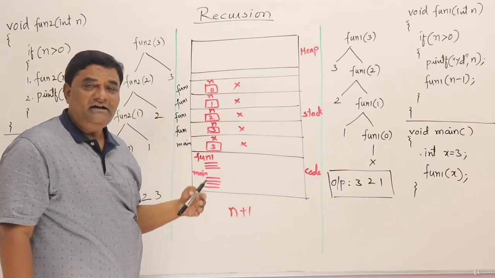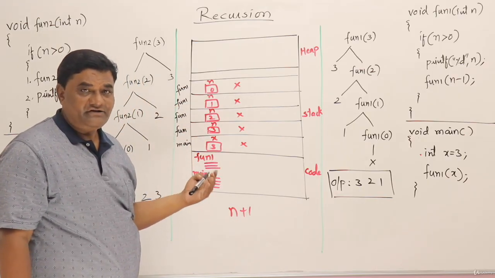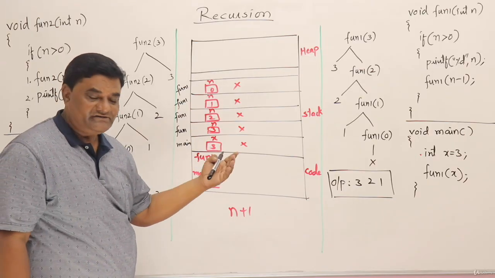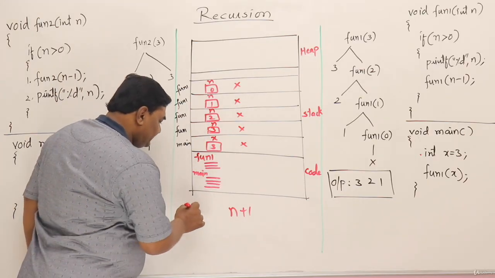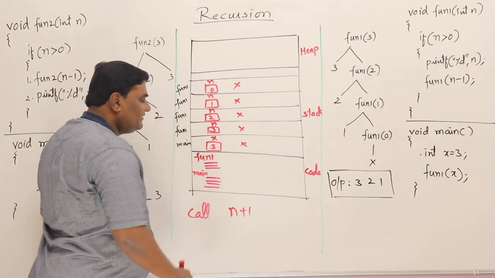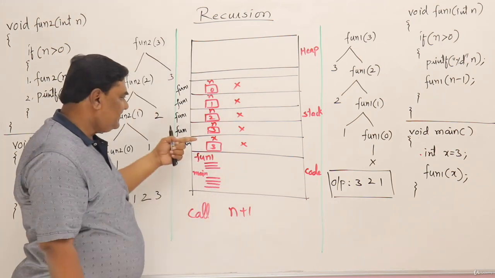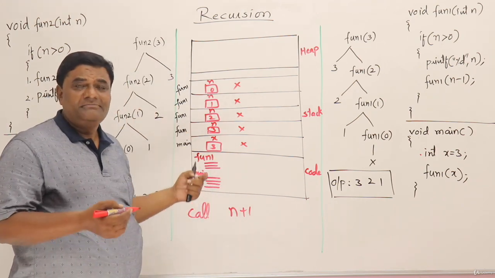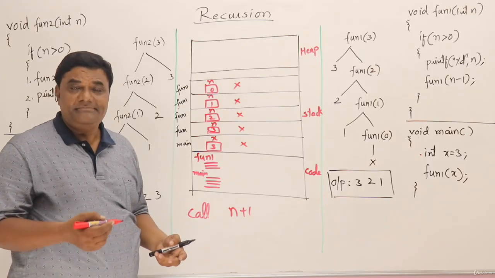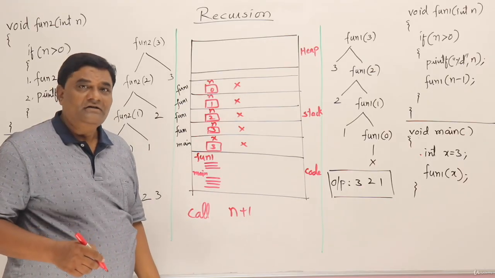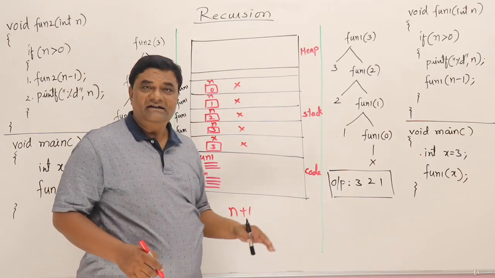So we can see that the number of activation records depends on the number of calls. So total calls are n plus 1. And what is n? It's a variable. How much memory is it consuming? Now it is integer type. It may be taking 2 bytes or 4 bytes depending on the compiler. So we can say just n plus 1 calls.